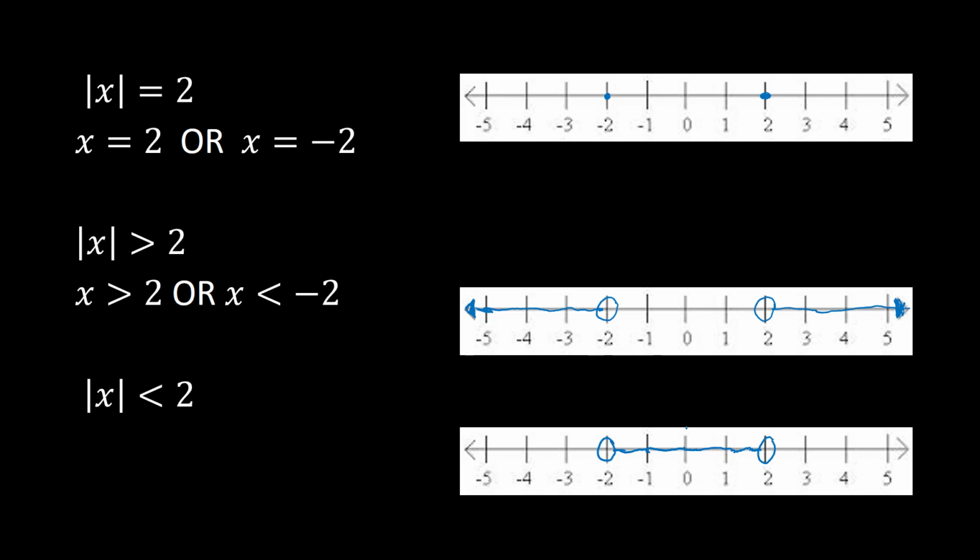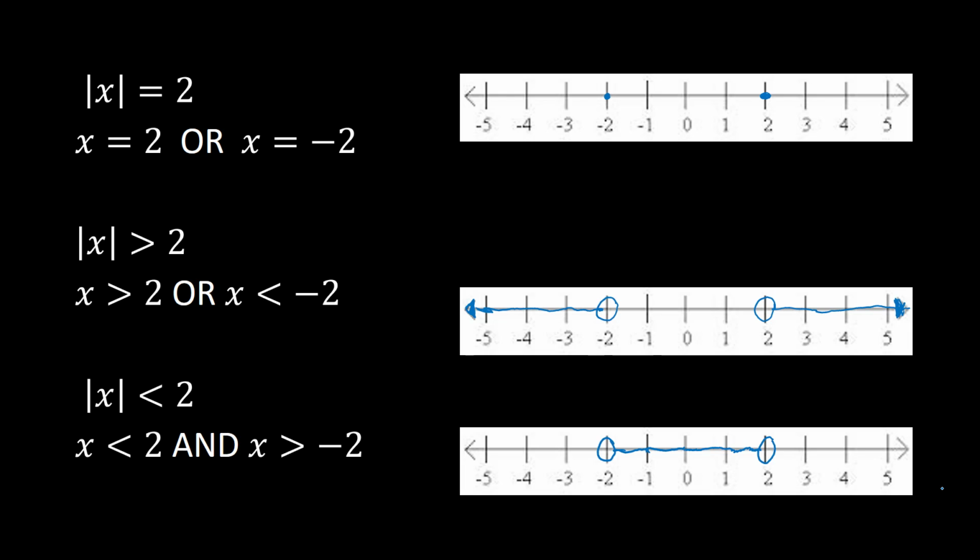And now algebraically, we could also write this using a compound inequality. And this would be represented by the inequality x is less than 2 and x is greater than -2. So you can write this as a set of 2 statements instead of just the one statement.